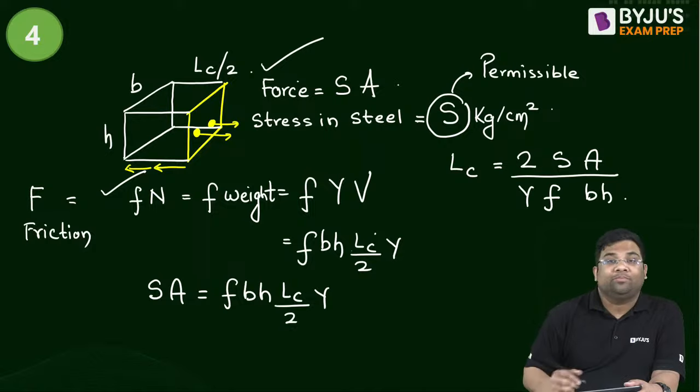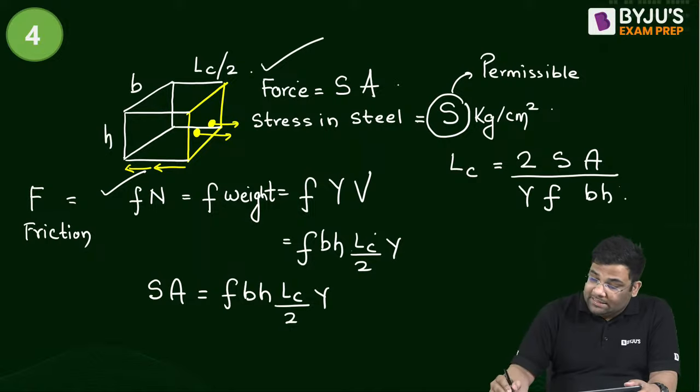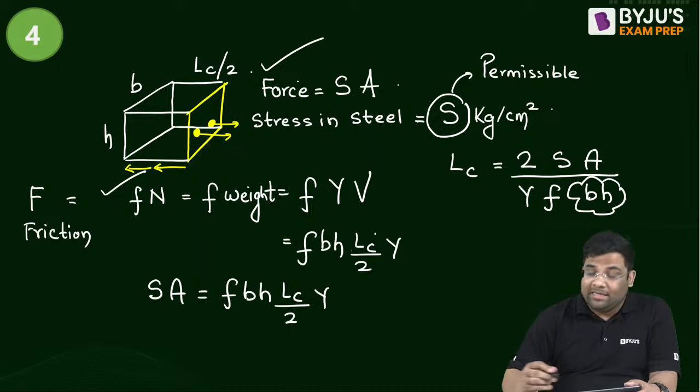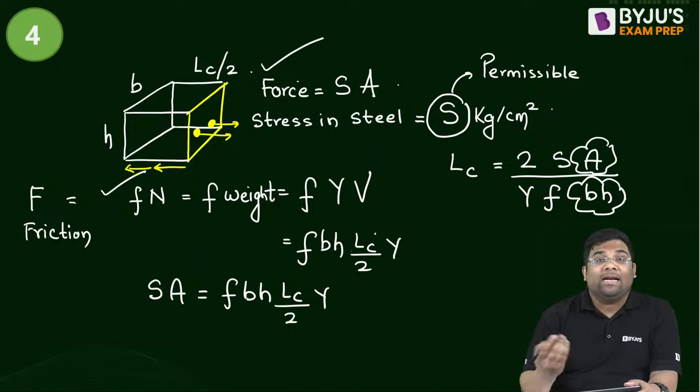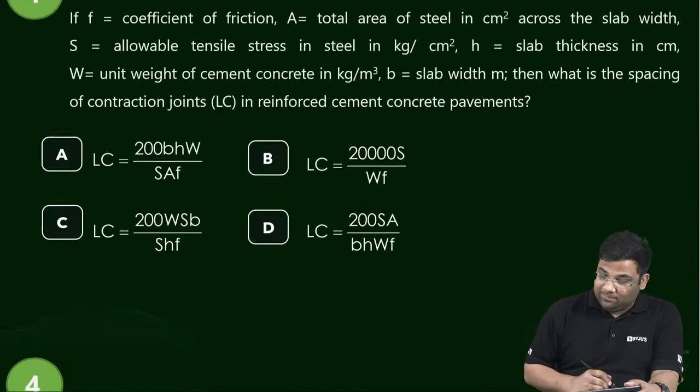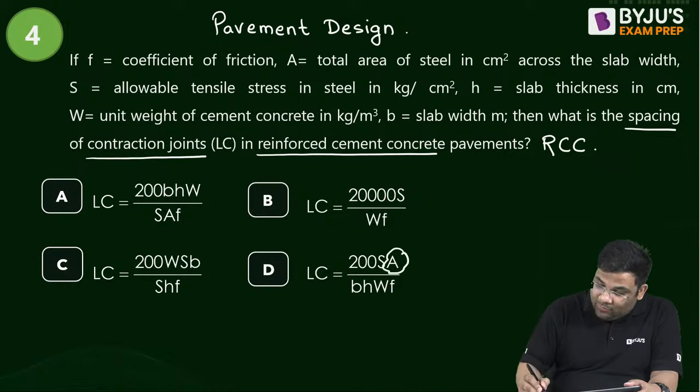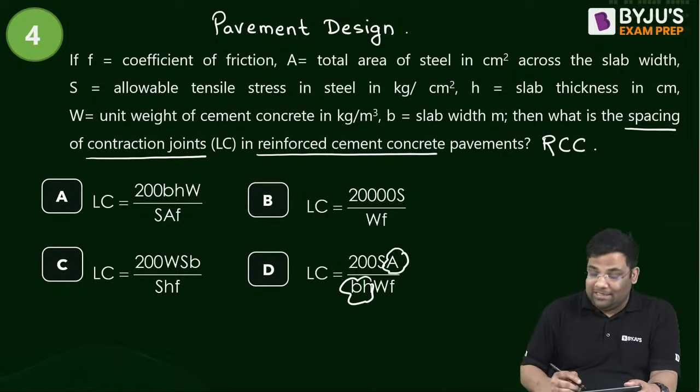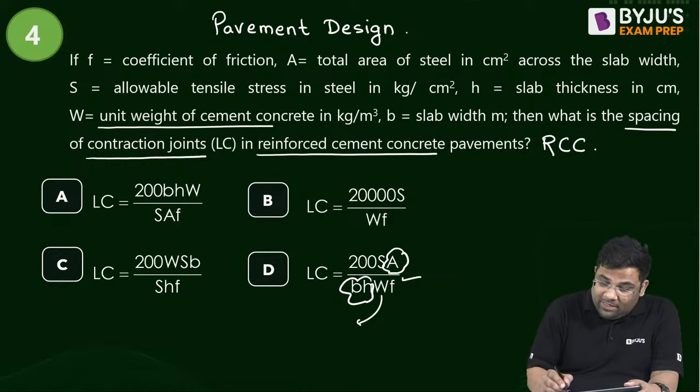BH. So just remember these things. The BH term should be in the denominator and the A term should be in the numerator. You see, A is in the numerator, B is in the denominator, right? F is also there. Here, gamma they have replaced with unit weight, given as W. So this is your gamma.